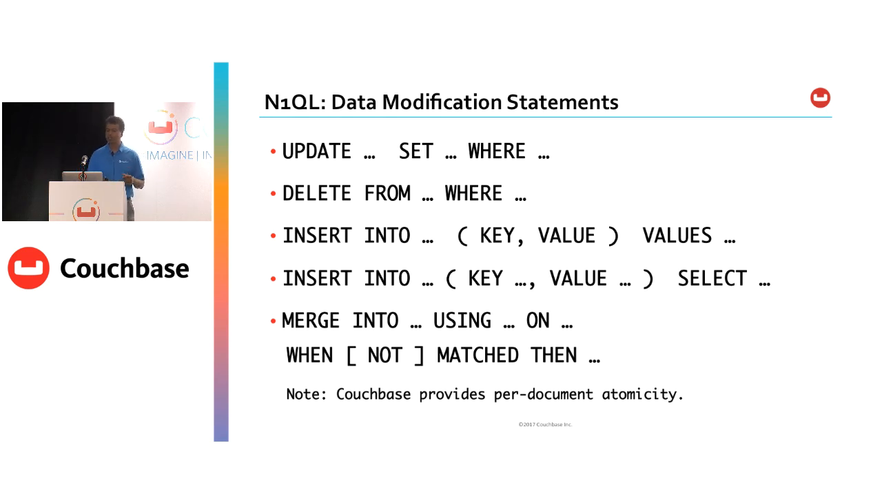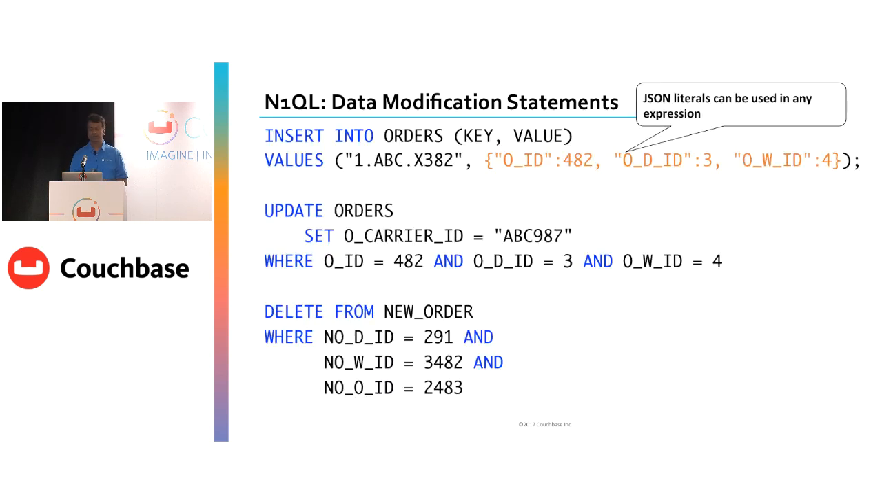We looked at some examples of insert, update, delete. We have full-fledged support for it, including merge. The key thing to remember is JSON is a distributed NoSQL data store. That means our atomicity is at the per-document level. We don't have multi-statement transactions. Here's an example, and like I said, not just any insert. Anywhere an expression is allowed, you can construct a JSON literal, and it's a standard key-value JSON literal.